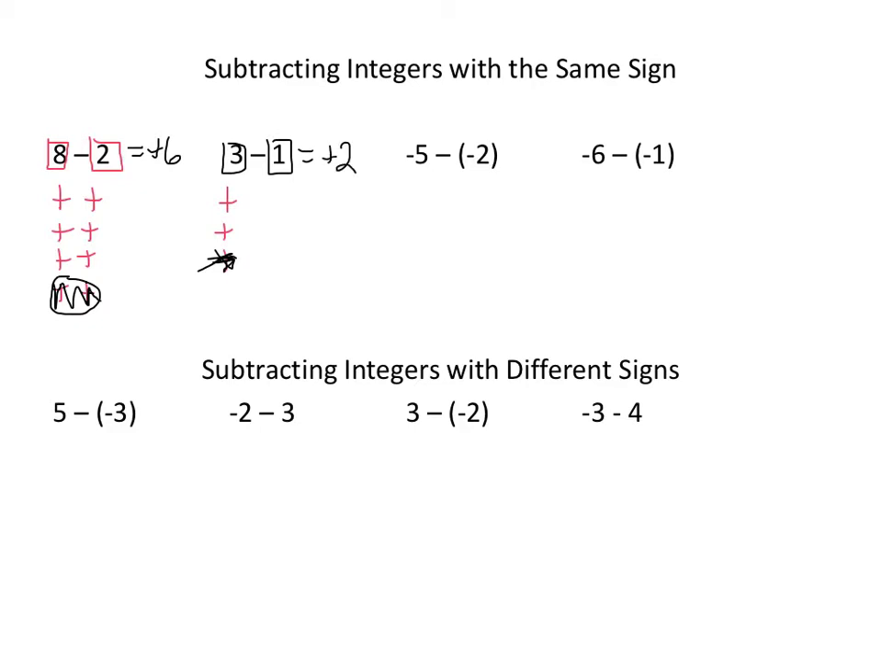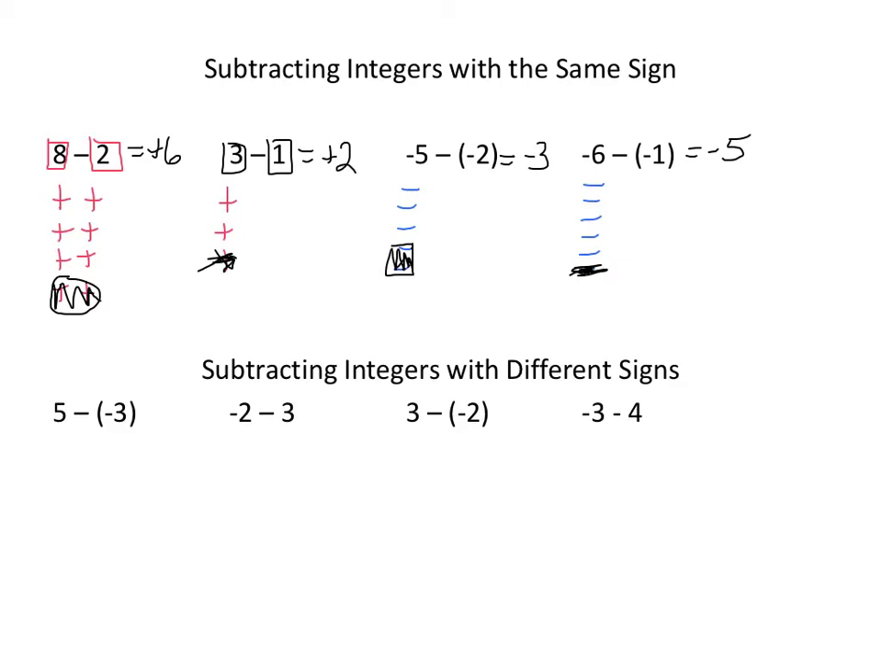What about negatives? So I start out with negative 5. I'm going to take away 2 of those negatives. Now I'm left with 3 negatives. Here I have negative 6: 1, 2, 3, 4, 5, 6. I'm going to take away one of those. I'm now left with 5 negatives. What are you starting to notice?